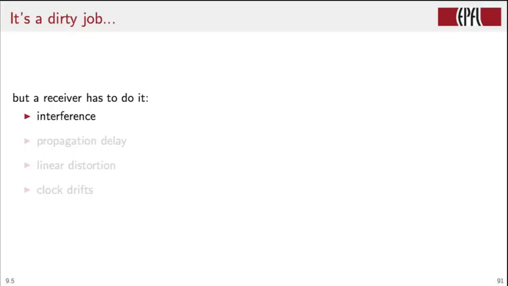So even from this simple qualitative description of what happens in a real communication scenario, we can see that the task that the receiver is saddled with is very complicated. So it's a dirty job, but a receiver has to do it. And a receiver has to cope with 4 potential sources of problems: interference, the propagation delay, so the delay introduced by the channel, the linear distortion introduced by the channel, and drifts in the internal clocks between the digital system inside the transmitter and the digital system inside the receiver.